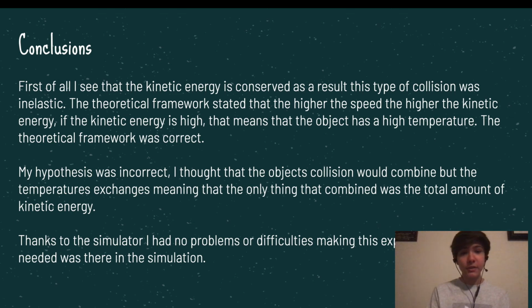My hypothesis was incorrect. First of all, I thought that the objects' collision would combine. For example, let's suppose that it was at 300 Celsius and 5 Celsius degrees. They combine, so it would make 305 Celsius divided by 2, and that would be the equal amount of temperature for both of them. But they will be moving in the direction of the particle that had the highest velocity, or in this case, the force. And thanks to this simulator, I had no issues at all.